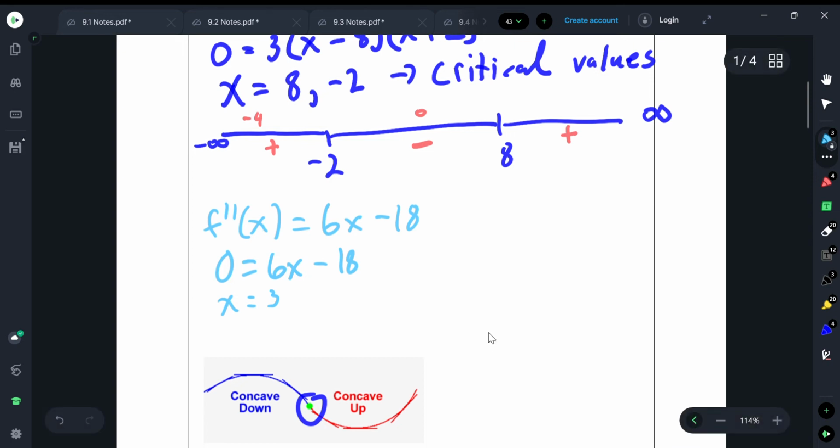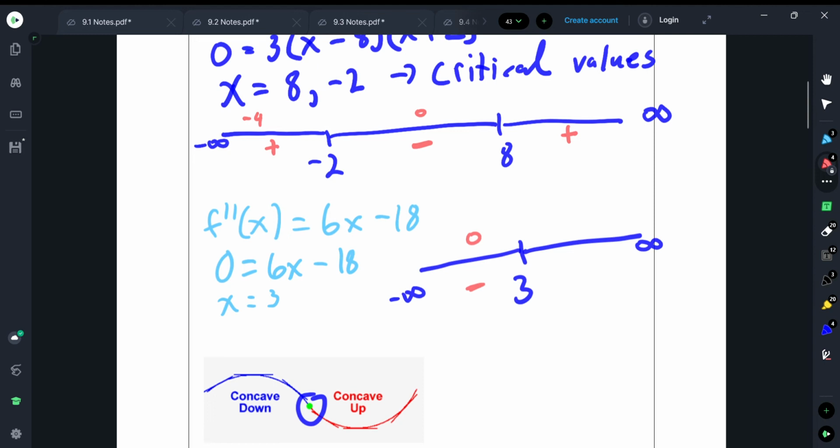And we could also check concavity by putting my inflection value there. I just choose a nice number that's less than 3. Obviously, I'm probably going to put 0. When I put 0 in there, that's negative. Negative means concave down. Let me choose a nice number here. Let me choose 4. 6 times 4 is 24 minus 18, which is just going to be 6, which is positive.